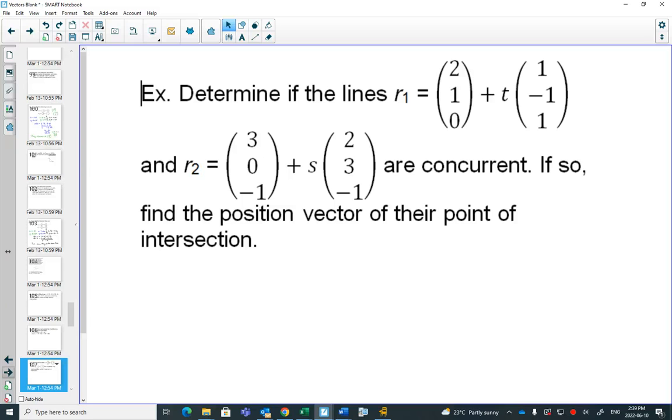They could still be parallel as well. But I hope you can see by the direction vectors that you can't have a multiple of one of the other one. For example, if I wanted the x's to be the same, I could multiply this direction vector by 2, but then my y's and z's would not be the same. So I can already tell that these two vectors are not parallel. But I can't tell if they intersect or if they're skew.